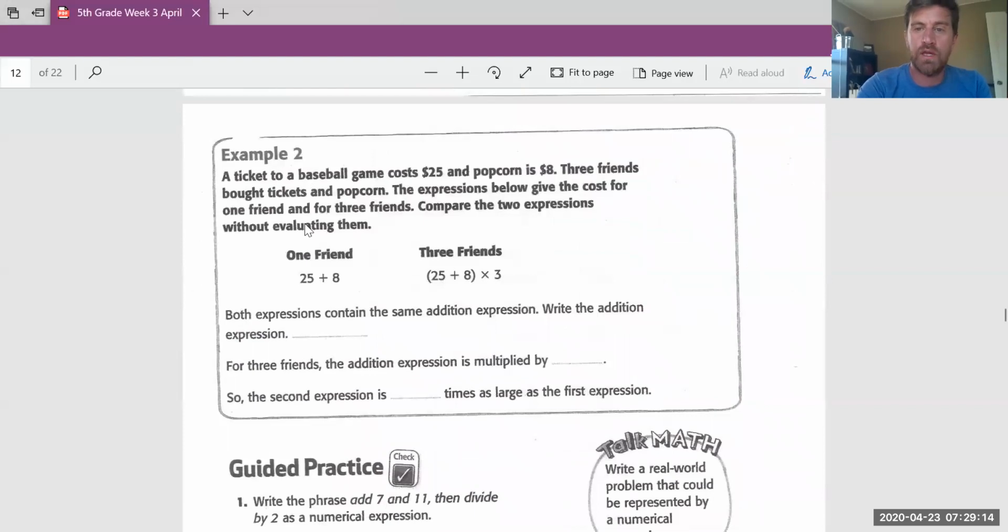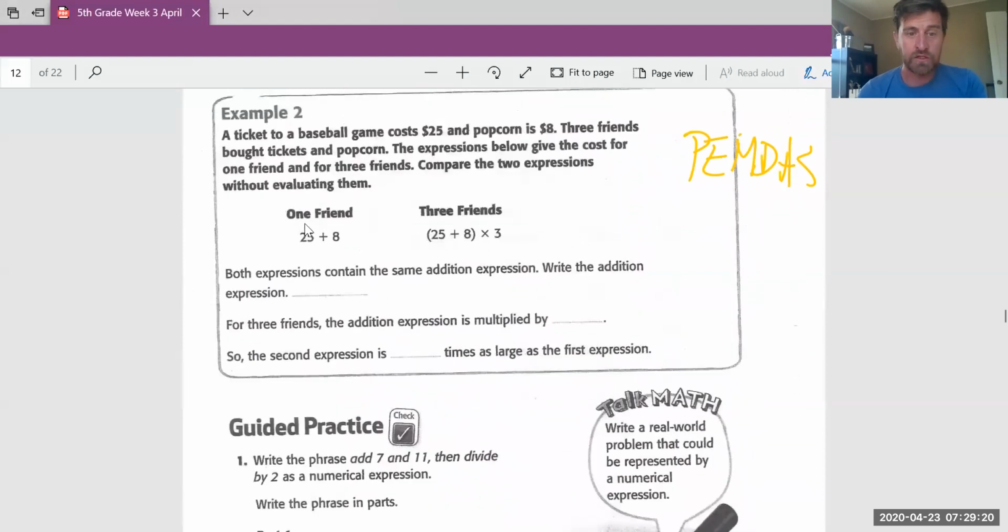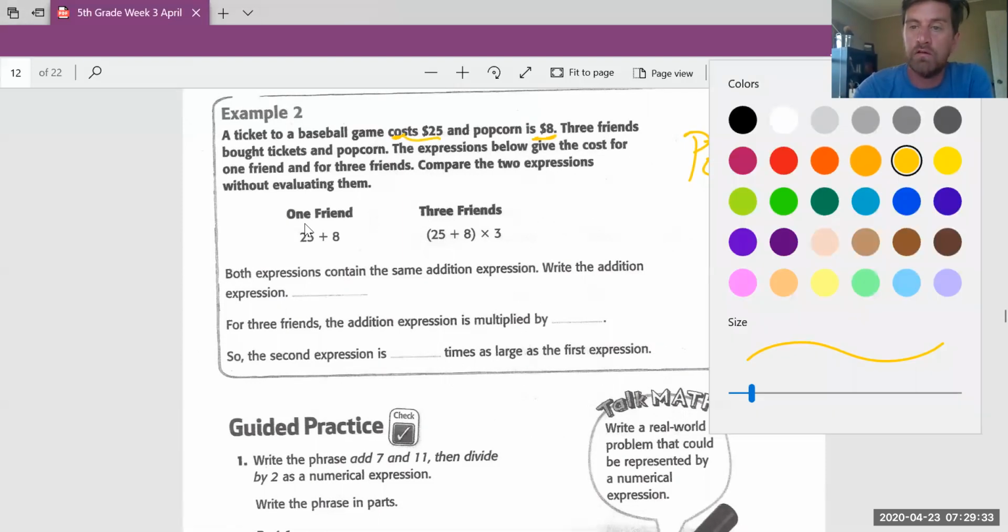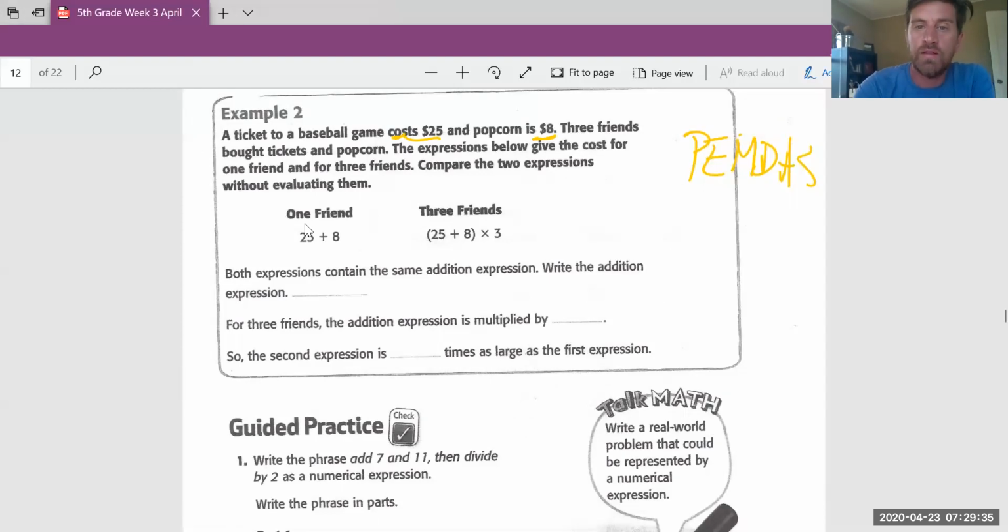All right, so once again, PEMDAS. Here's the example. Take it to a baseball game. I'm going to go through and highlight stuff again. Cost $25, so I know there's a 25 in there. Popcorn is $8. Here's the key part of it that they're going to get you. Then they write this out. Look, they put numbers for everything else, and then they write this one out.